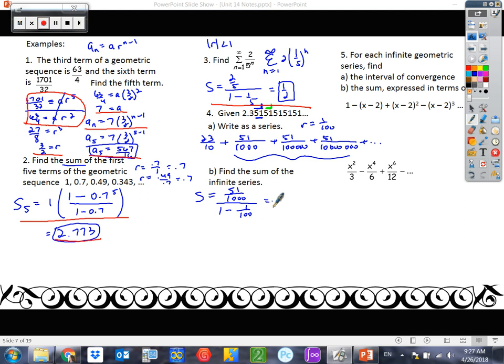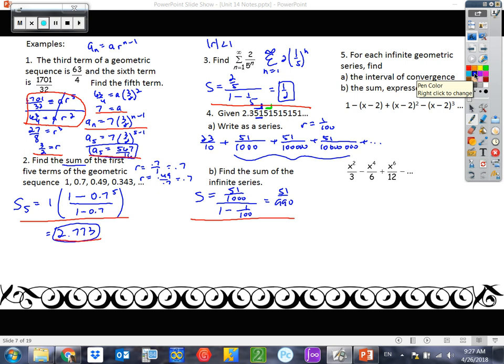Now, you would find a common denominator, right? We would be working through that. So we're going to get 51 over 990. So that is work that we need to show. That isn't actually the full sum, though, right? What have we left out? The first term, the 23 tenths. Poor little 23 tenths. We can't forget about them.